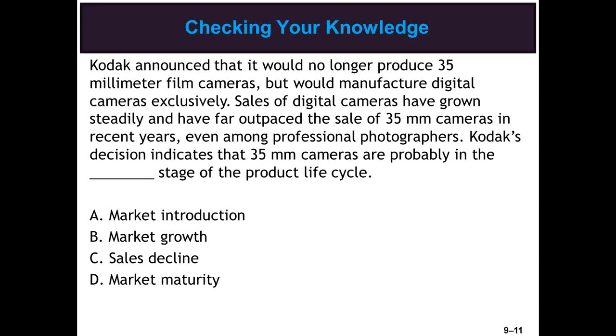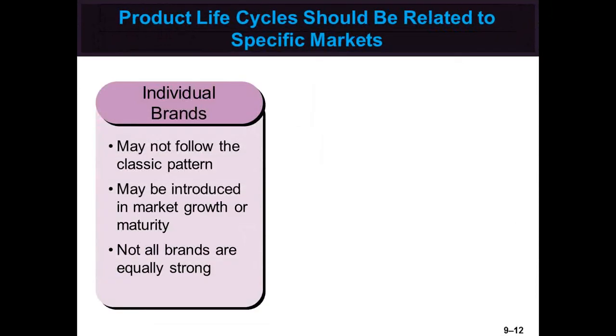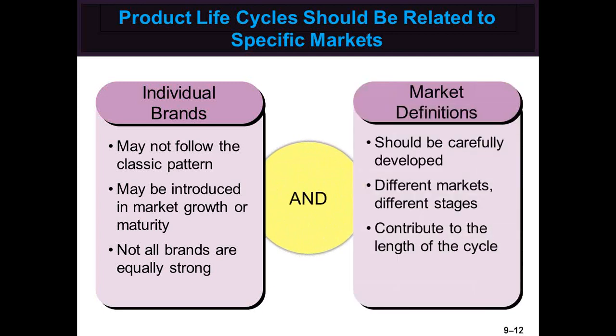Kodak's decision to manufacture digital cameras and abandon the 35mm film camera indicates its belief that the 35mm camera is in the sales decline stage, though not with certainty. It's important to remember that the product life cycle concept applies mainly to product categories or product classes. It is often the case that sales and profits for an individual brand will not follow the classic life cycle pattern. Individual brands may not follow the pattern.